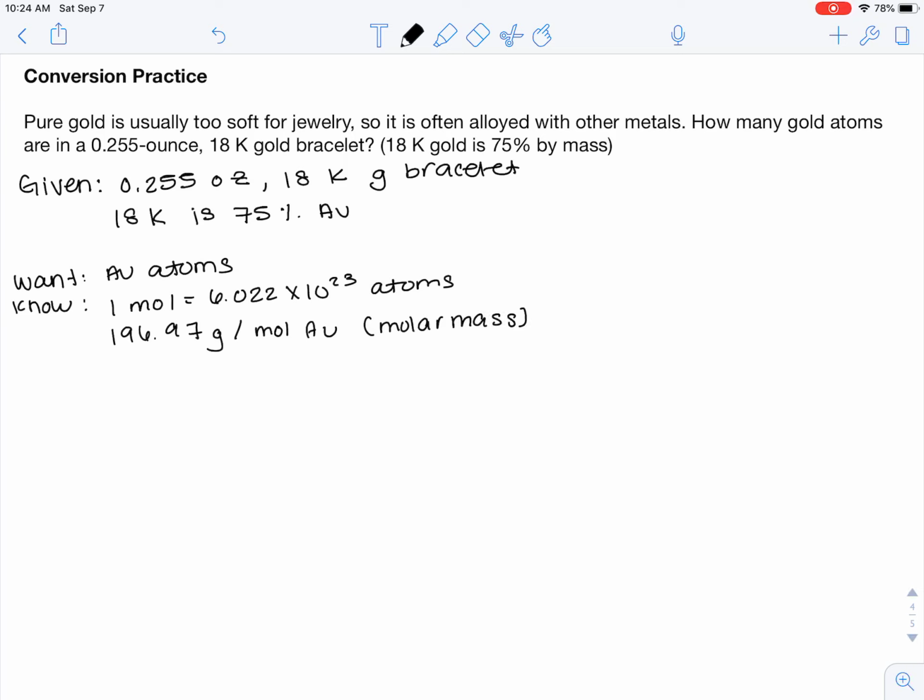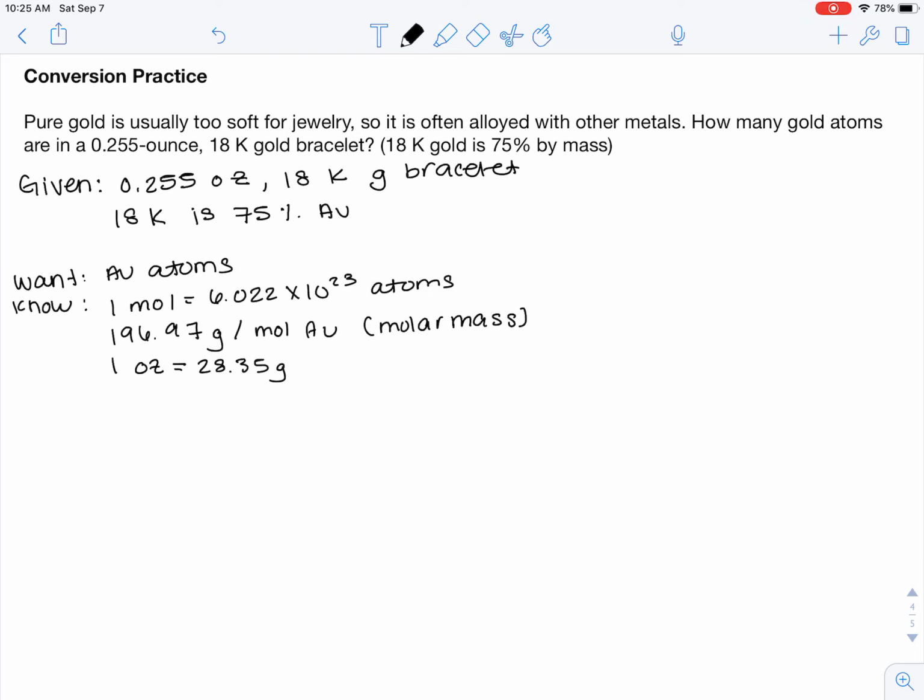All right. So now we got to pick it apart. One more thing that I see is grams, but I'm given ounces. So let me look up the conversion factor between ounces to grams. 1 ounce is equal to 28.35 grams. Okay, so now let's see.